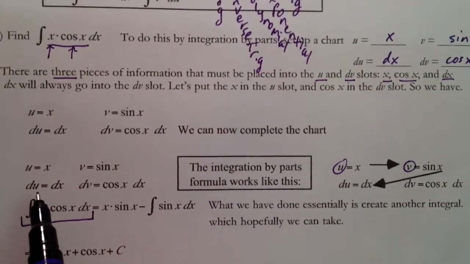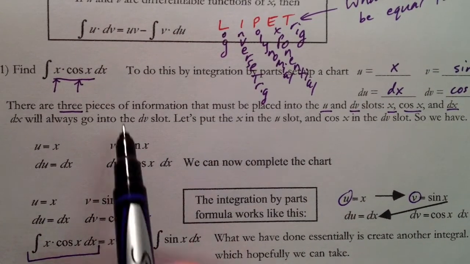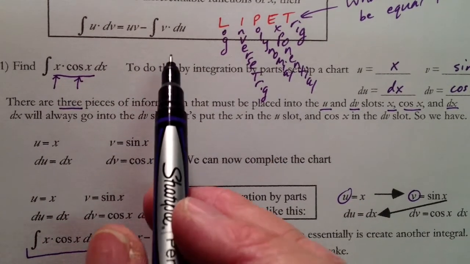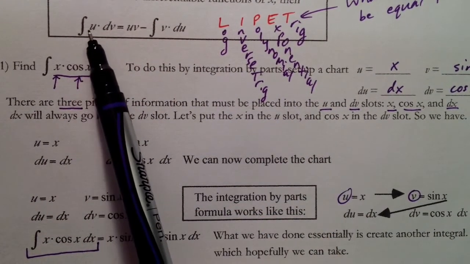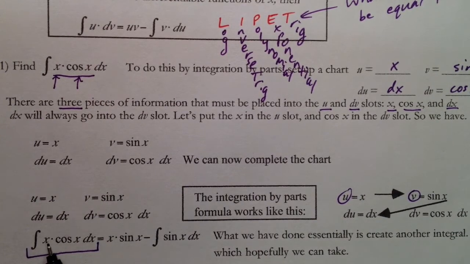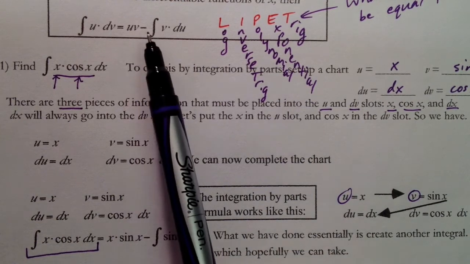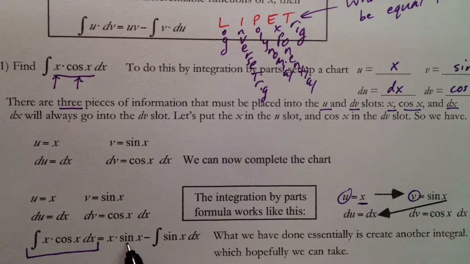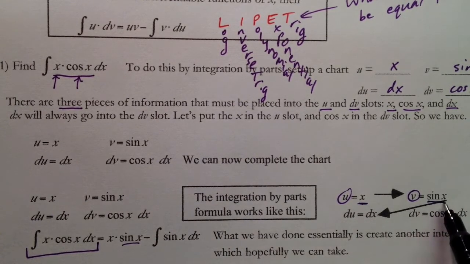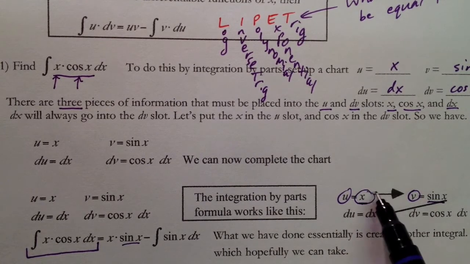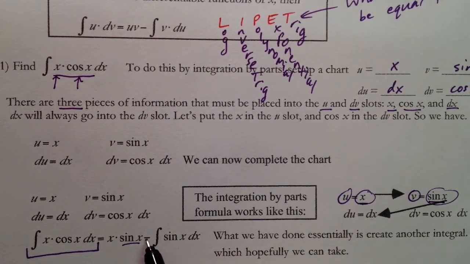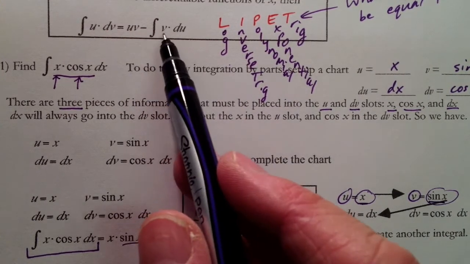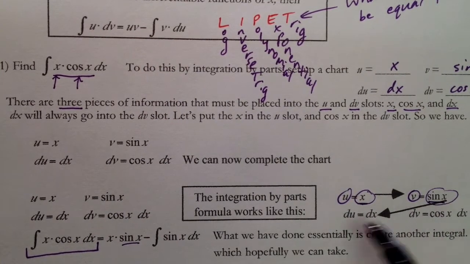So we're putting this into practice here. So we have the integral of u dv, the integral of x cosine x dx. Okay, that's equal to u times v. Well, what's u? u is x. And what's the v? Well, the v is sine of x. So you multiply x times sine of x, and then you have a subtraction symbol, minus the integral of v du. Well, what's v? Well, v is sine of x, and du is dx.